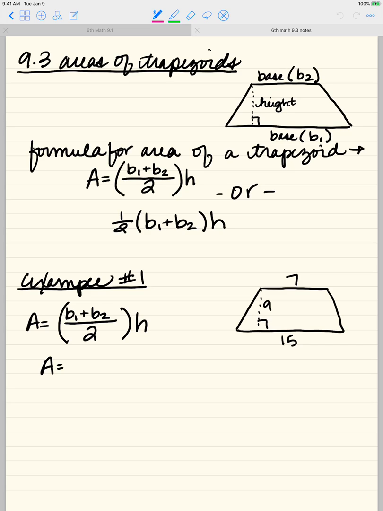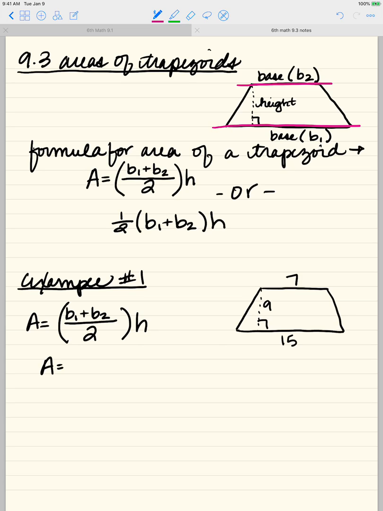Areas of trapezoids. Let's remind ourselves first, what is a trapezoid? A trapezoid is a quadrilateral with at least one pair of parallel opposite sides. Notice in this trapezoid, here is our pair of parallel opposite sides, okay?